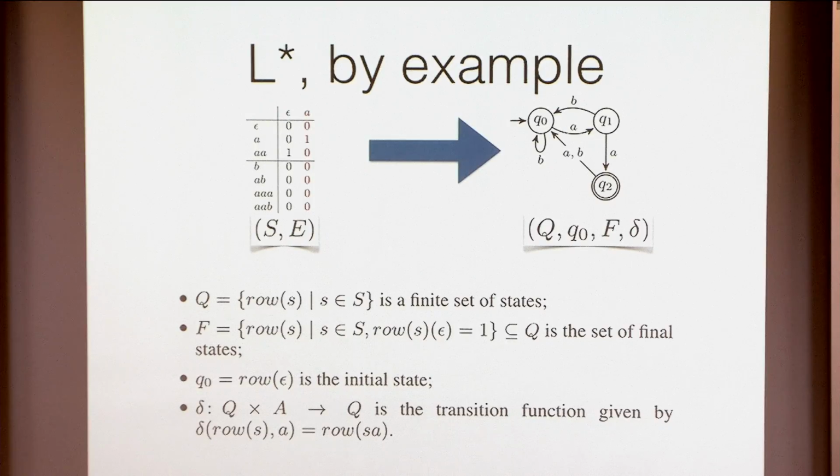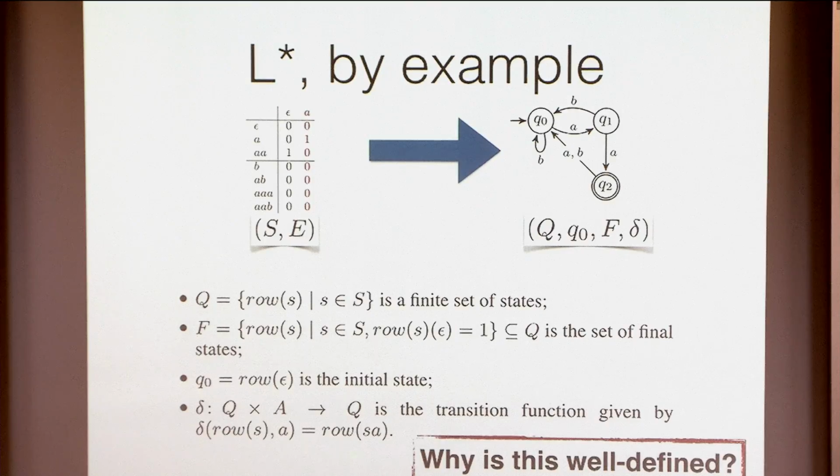And the way I will build this table is basically by starting from the empty word and then increasing the length of the words and asking more and more queries. And then the transition function, as I said before, you take a row and you take a letter and you return the row indexed by the word you had before concatenated with this letter. Now, you might wonder, is this really well defined? Because I'm hand waving a little bit. Well, it is well defined as long as the table has a certain shape.